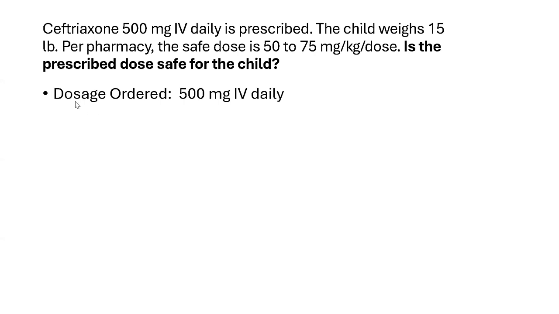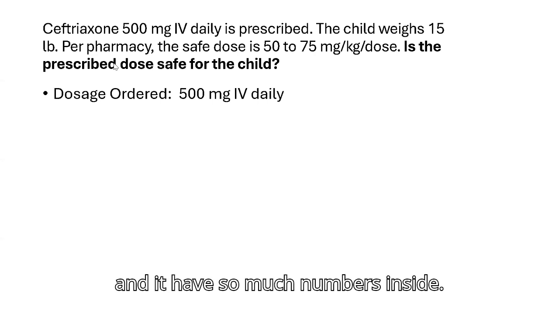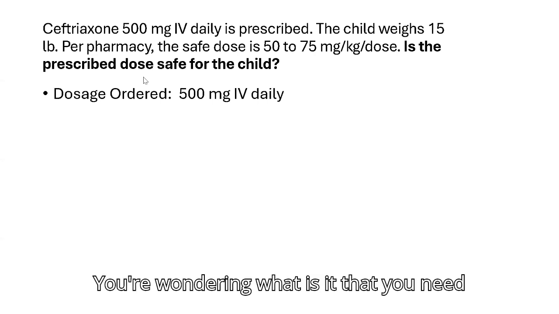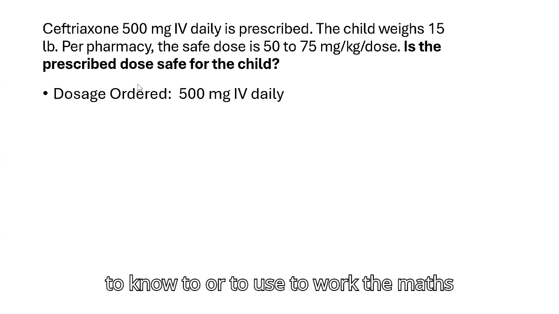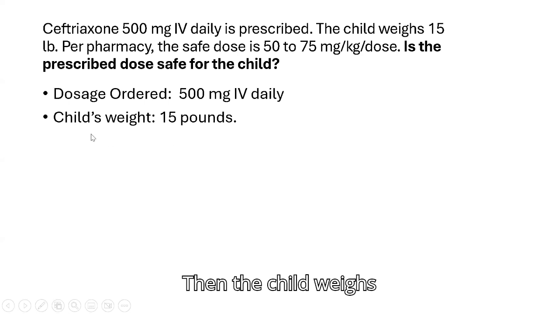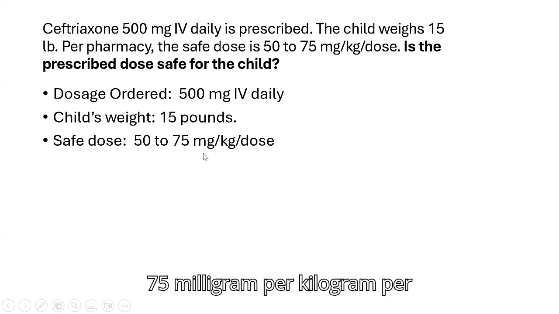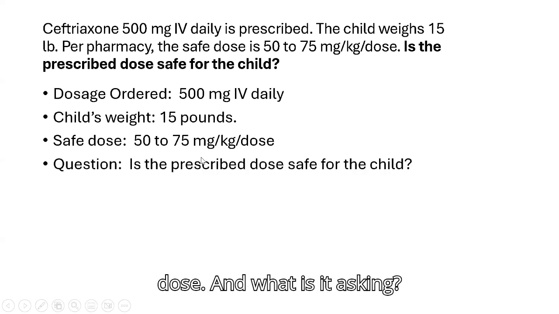So I'm going to pick out a couple of things because sometimes you see some med math and it has so many numbers inside, you wonder what it is that you need to use to work the math out. So dose order is 500 milligram via IV. Then the child weighs 15 pounds. The safe dose is 50 to 75 milligram per kilogram per dose.